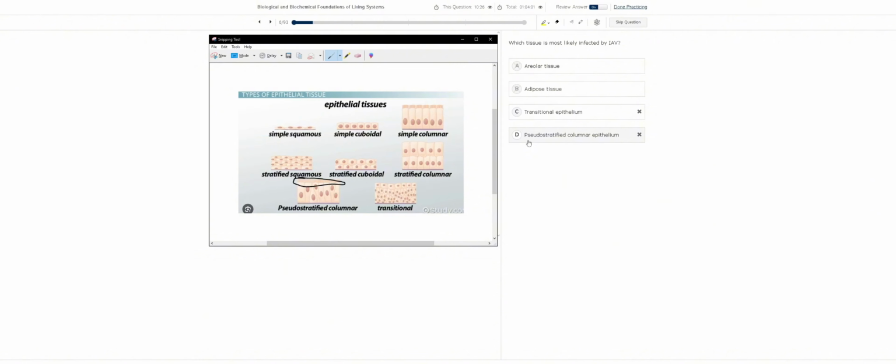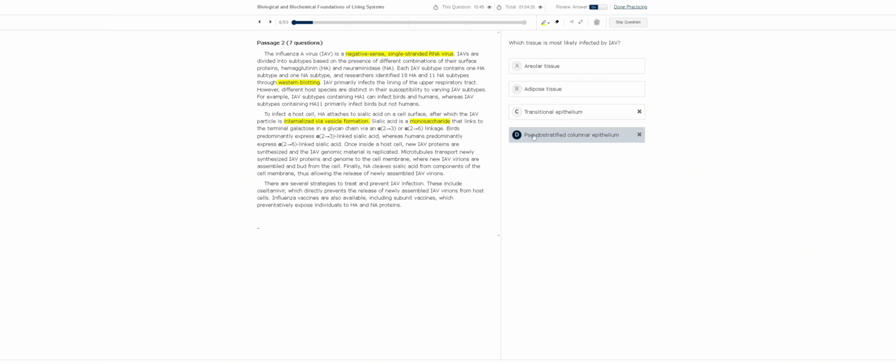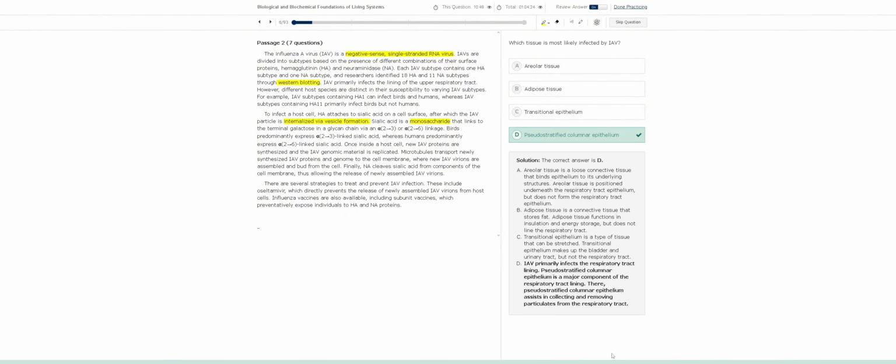And so I would say D is a good answer. Transitional is wrong because it doesn't have these brushes. Maybe some exist inside the upper respiratory tract, but the majority of the time it's going to be these brushes, because without them we'd be sick a lot and have a hard time breathing, since you don't have a mucus lining. So D makes the most sense because of the brushes, and C doesn't because it doesn't have those brushes. D is the correct answer, and that is question number 6.